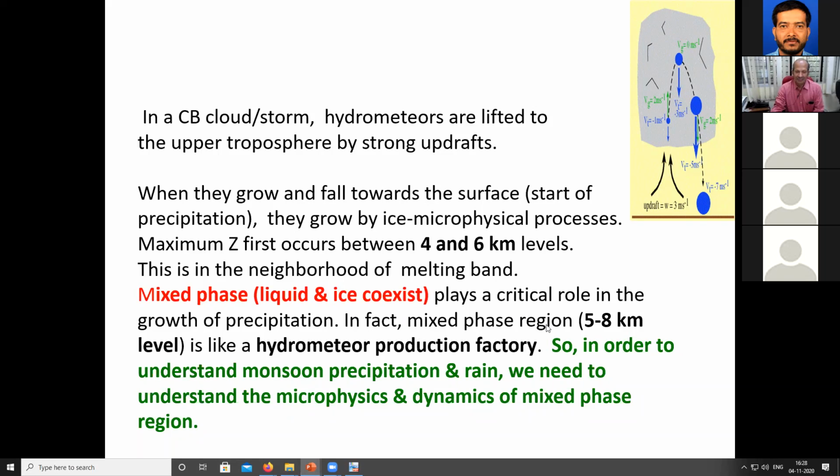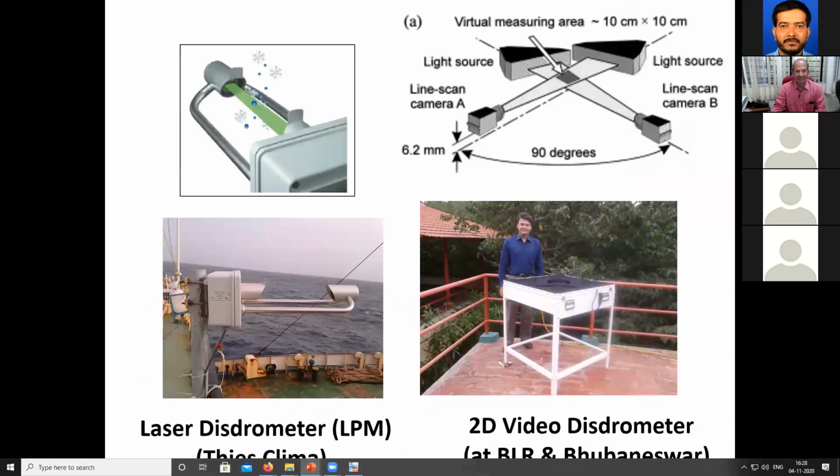In fact, the mixed phase region, 5 to 8 kilometer levels in the atmosphere, is like a hydrometeor production factory of the globe. So in order to understand monsoon precipitation and rain, we need to understand the microphysics and dynamics of this mixed phase region. If you want numerical models to improve rain or clouds, then one has to understand what's happening in this region, because that's the place where a major fraction of the rain is produced, then it starts falling to the ground.